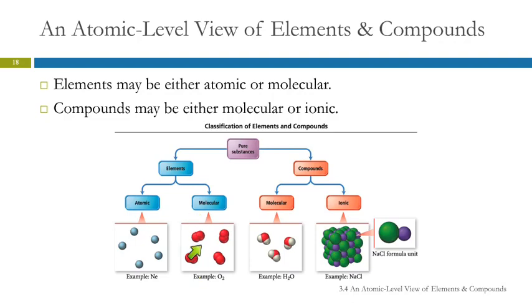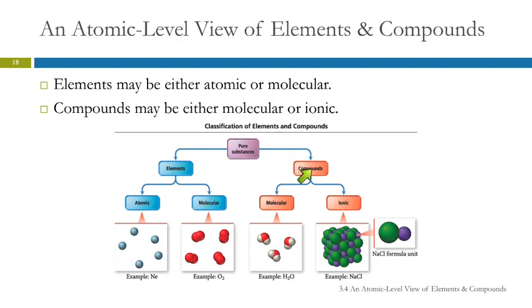So in oxygen, we have oxygen molecules. An oxygen molecule is two oxygen atoms with a covalent bond holding them together. So when you look at the individual particles, here we have two atoms, and here's just a single atom. So this is atomic, this is molecular.